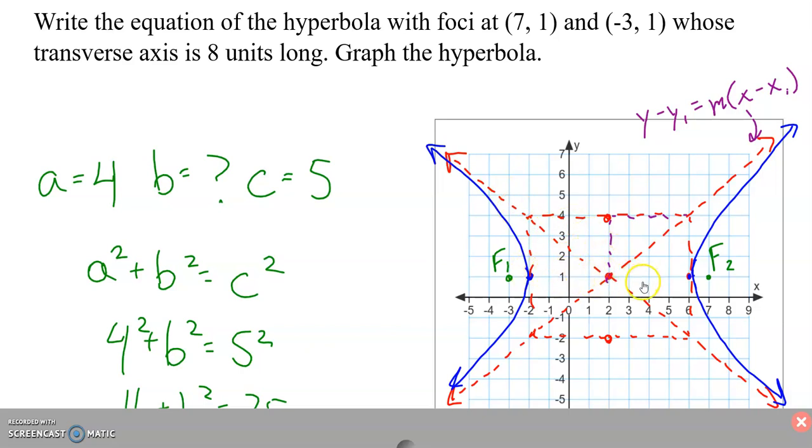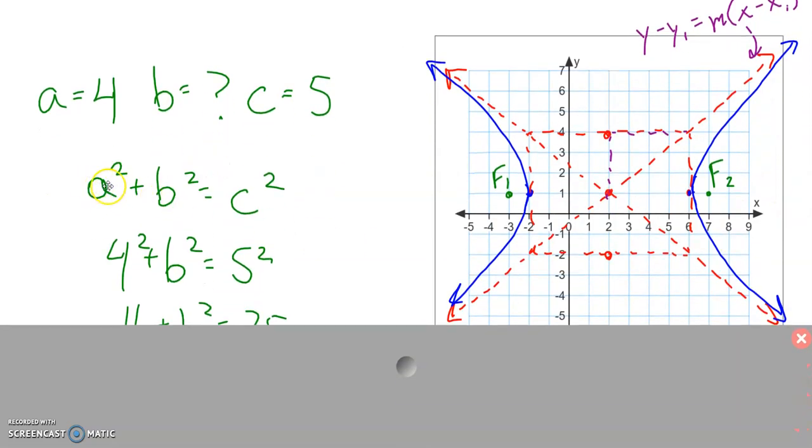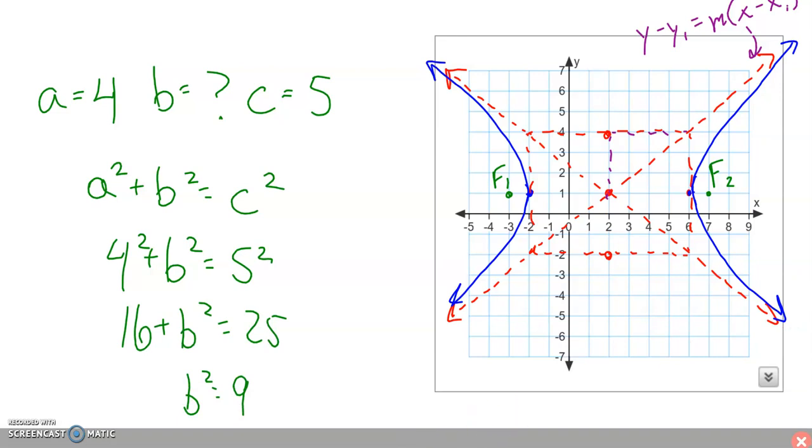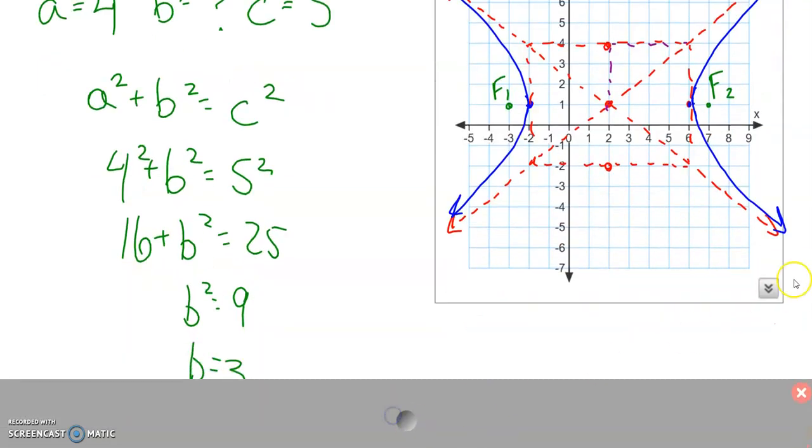And then from there, the last thing I needed to do was find this distance right there. So what I did was I used this distance and this one. I used the fact that A is 4, and then C is 5 by counting from the center to the focus. And then I needed to find B, so I used this formula, A squared plus B squared equals C squared, to find that B squared is 9, so B is 3.